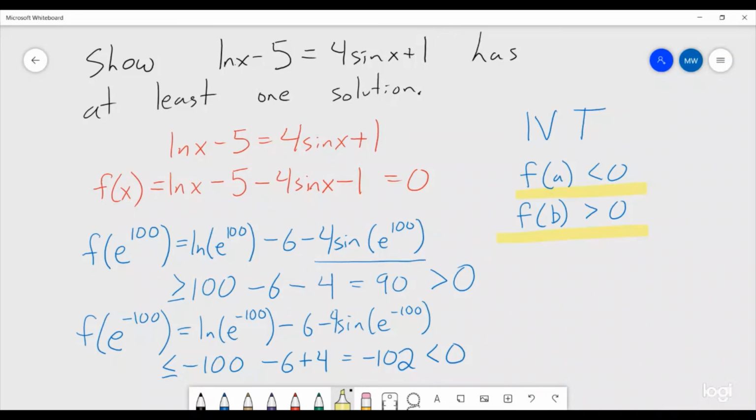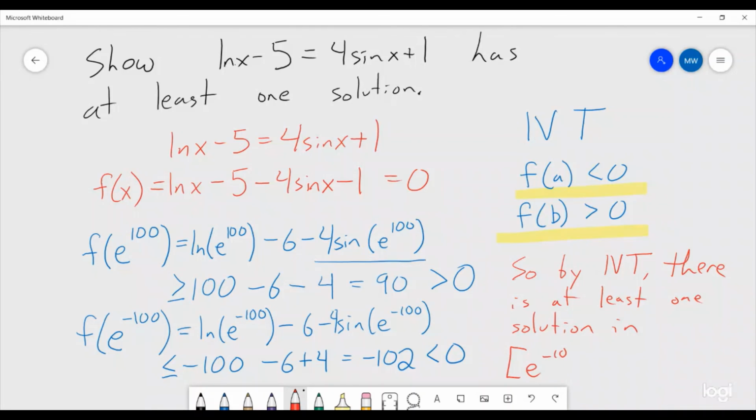And so that means that somewhere between e to the 100 and e to the negative 100, there is a solution. So you would be able to say that by the intermediate value theorem, there is at least one solution between e to the negative 100 and e to the positive 100. We don't know exactly what either of those values give us or where the solution is, but we can guarantee that there is at least one solution.